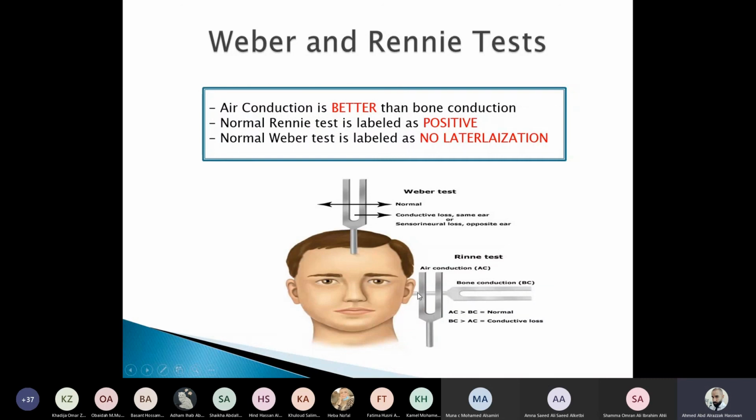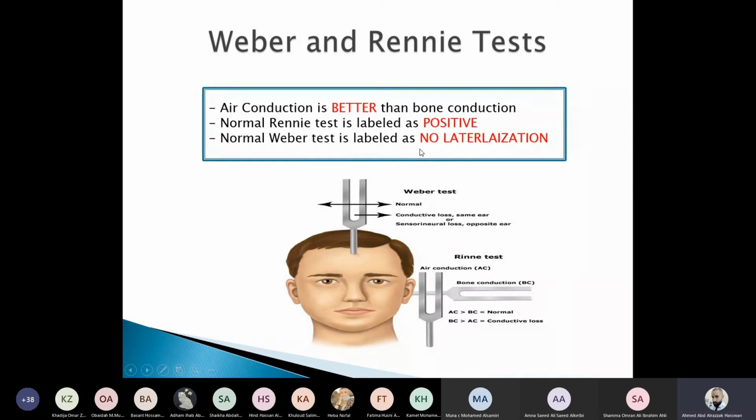So put it on the bone first, on the mastoid process, tap it, then the patient will be able to hear that. Once it stops, we take the tuning fork and put it next to the patient's ear. Then the patient normally should be able to hear that. Okay, so this means that air conduction is better than bone conduction. So this is the normal. And if the Rinne test is normal, we say it's positive.